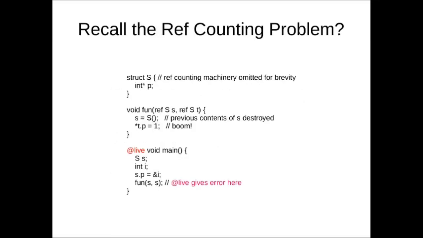Remember the ref counting problem from earlier in the presentation and from the DIP 1021 solution? The @live generalizes this from the obvious case in the example to all cases of it, such as hiding the provenance of a pointer through a trail of assignments and function calls and returns. The point of data flow analysis is pointer aliases cannot be tricked.